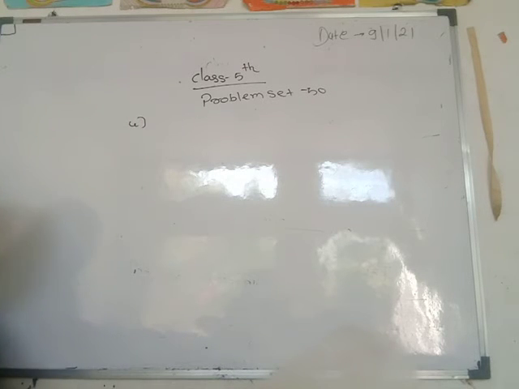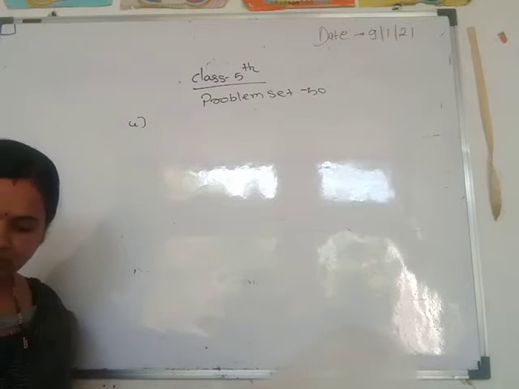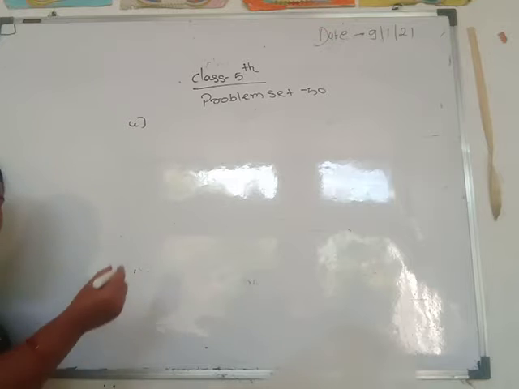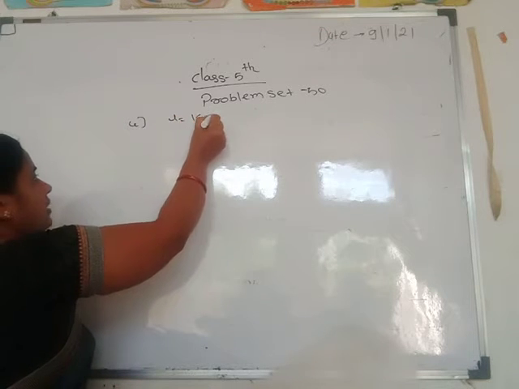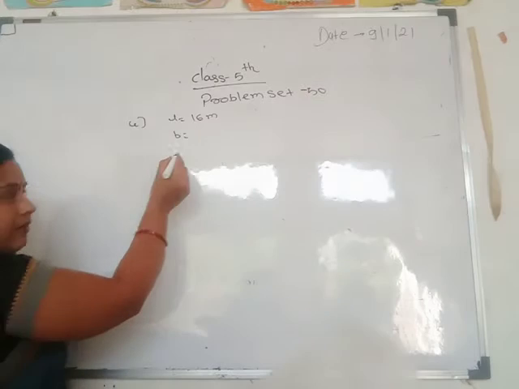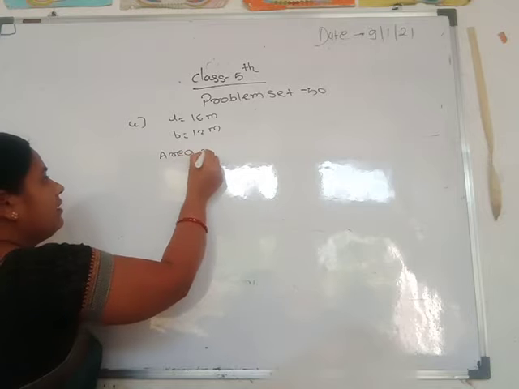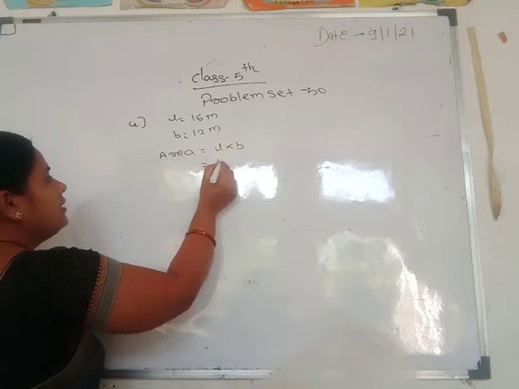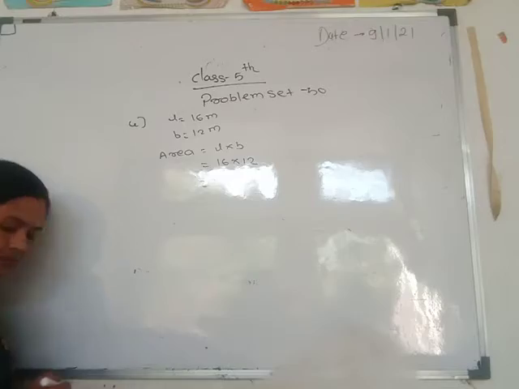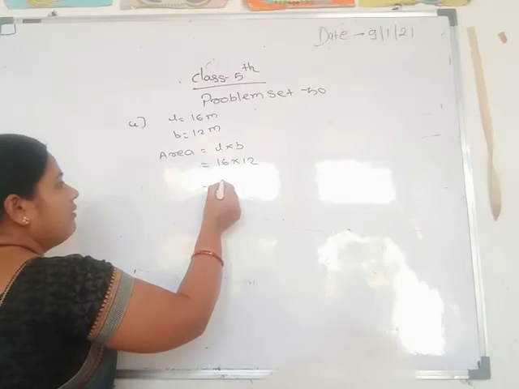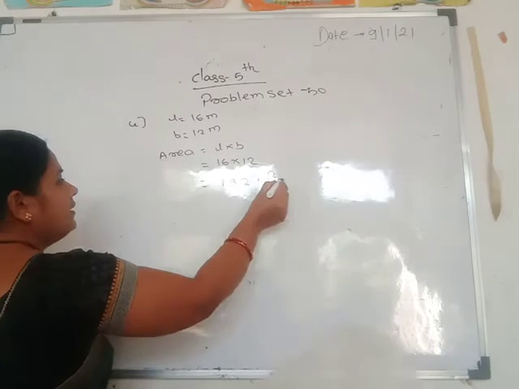Fourth one. What will be the labor cost of laying the floor of an assembly hall that is 16 meter long and 12 meter wide, if the cost of laying 1 square meter is 80 rupees? Here L is given 16 meter, B is also given 12 meter. Then area is equal to area of rectangle, L into B, 16 into 12, which is 192 meter square.